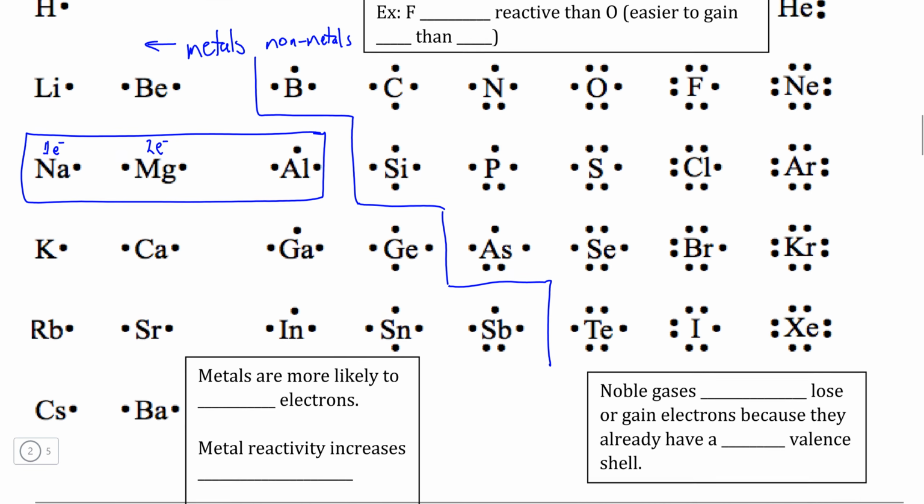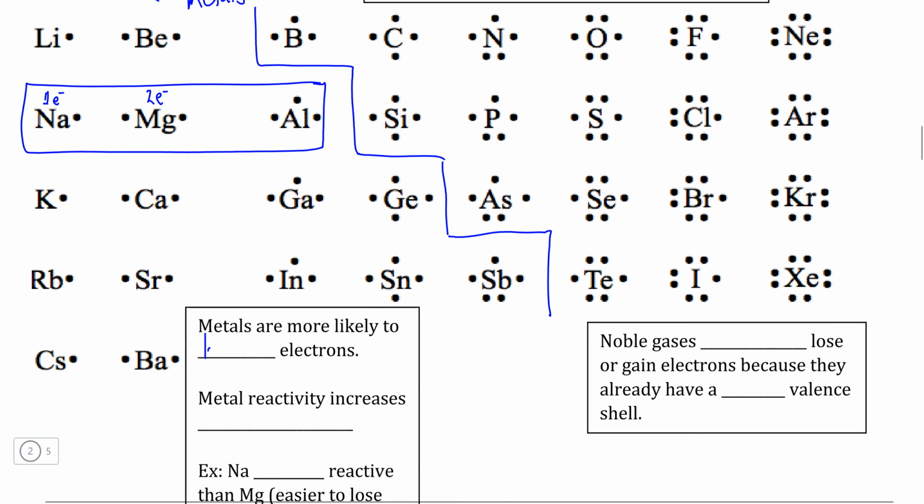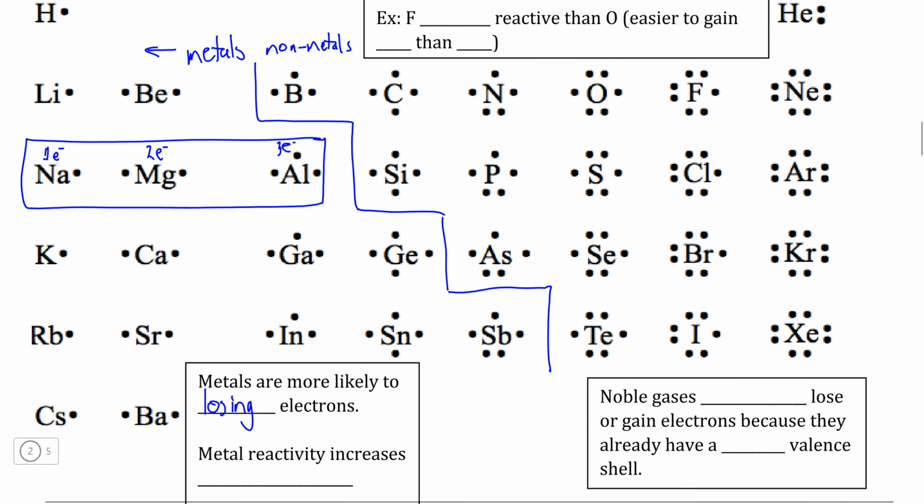Now, as we know, metals preferentially lose valence electrons because, once again, if we take a look at sodium, it's much easier for sodium to lose 1 valence electron than it is to gain 7. This is also true for magnesium. It's easier for it to lose 2 than it is to gain 6. And even for aluminum, that has 3 valence electrons, it's easier for aluminum to lose 3 than it is to gain 5.